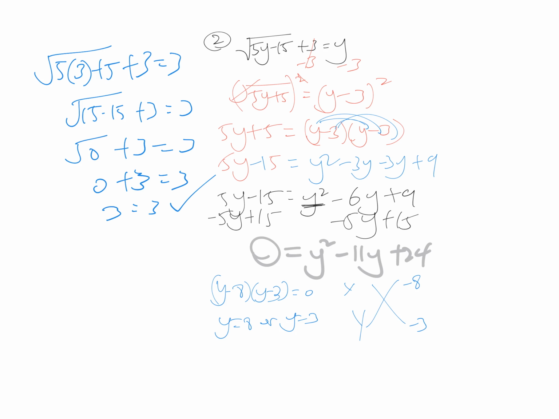Okay? Let's go ahead and also check 8 just in case. Let's plug in 8 here. 5 times 8 is 40. 40 minus 15 is 25. Square root of 25 is 5. 5 plus 3 is 8. Equal to y, which was 8, so 8 equals 8. So both are good. In this example, we don't have any extraneous solutions, so both are good.